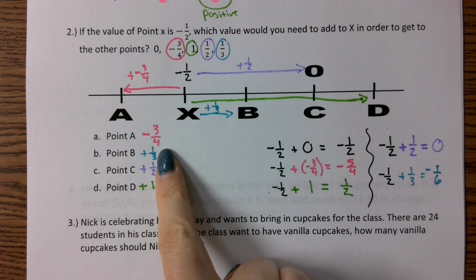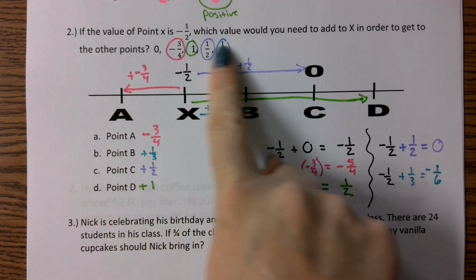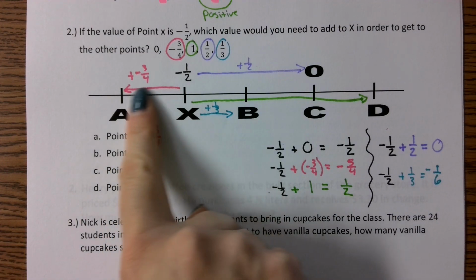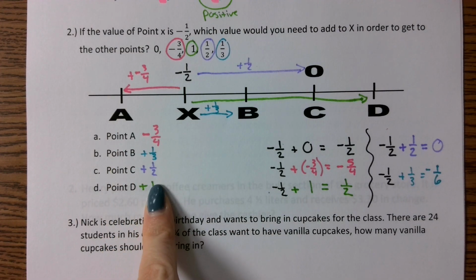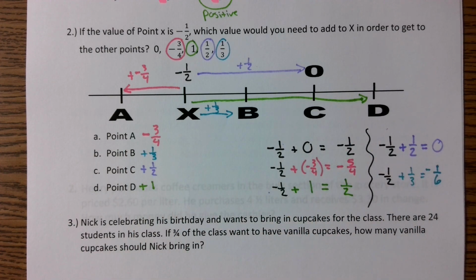Those are the answers. So it's not multiple choice. It's saying, hey, which one of those values did you add to get to point A? Well, we added negative 3/4 to x to get to point A. So these are the answers. These are the values you add to x to get to those points.